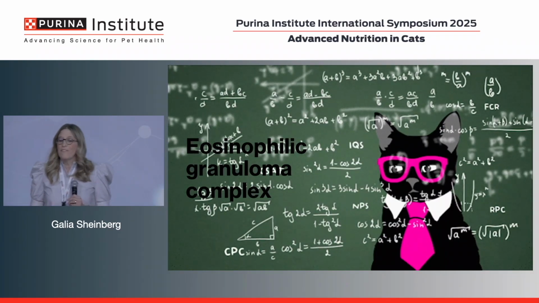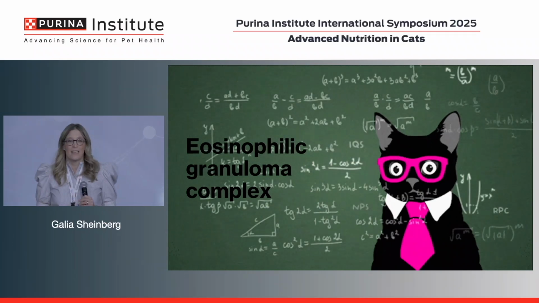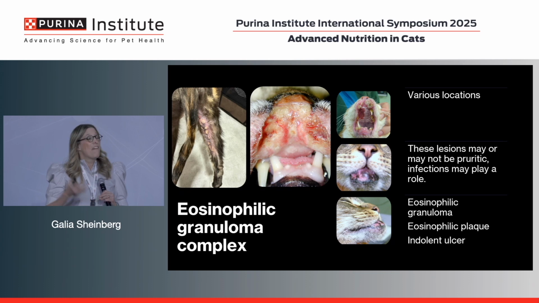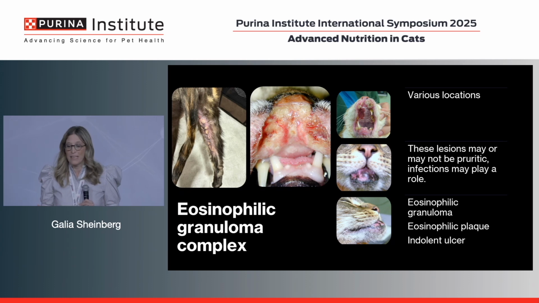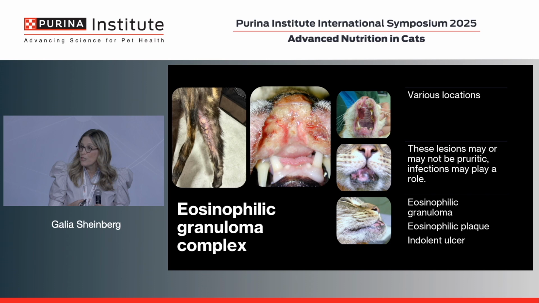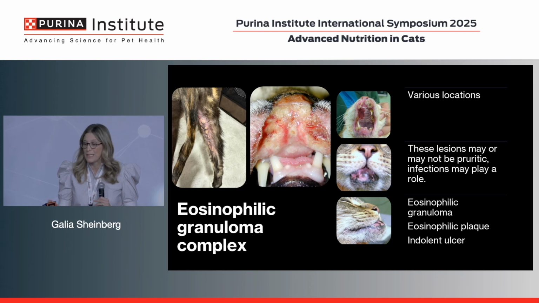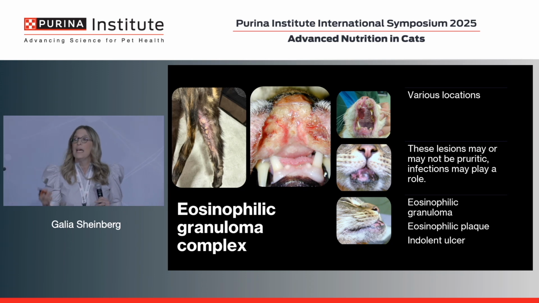Finally, eosinophilic granuloma complex, and boy, it can be complex. It can affect various regions in the body. Some of these lesions can be pruritic, and the patterns are fairly easy to differentiate if you're familiar with them, where you will see eosinophilic granuloma. As you can see, you can find the chin, and you can find mouth lesions.